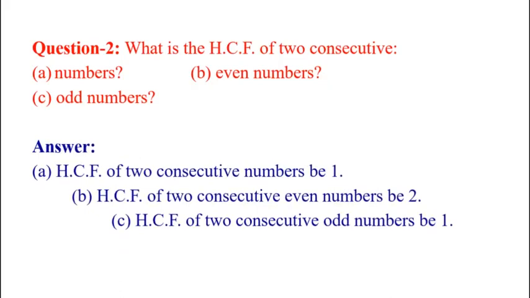So, the answer is like this. First, what is the SCF of two consecutive numbers? SCF of two consecutive numbers is 1. And what is the SCF of two consecutive even numbers? SCF of two consecutive even numbers is 2. Then what is the SCF of two consecutive odd numbers? SCF of two consecutive odd numbers is 1.